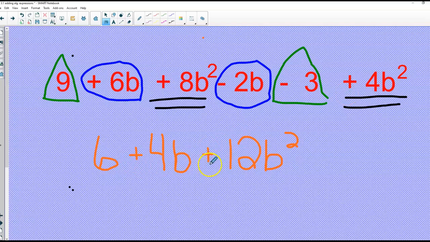Okay, guys, you have to have an operation in between all these. You can't just bring down your stuff and tell me it's 6 and 4b and 12b. That's not a problem. Or 12b to the second, sorry. You have to have an operation in between them. Okay, written like this. Okay, let's look at one last one.